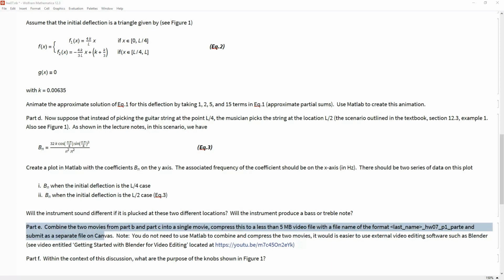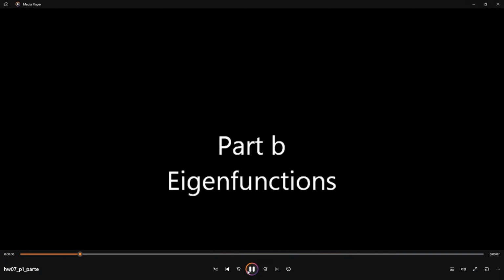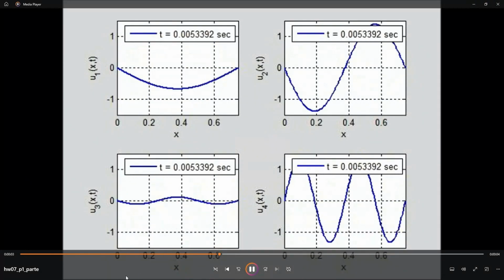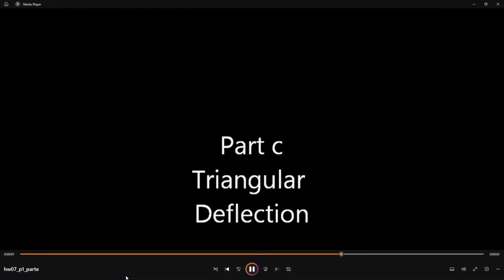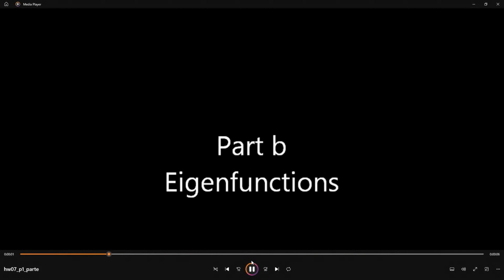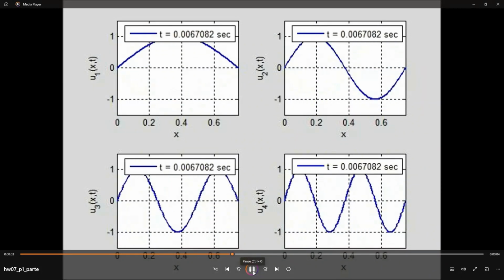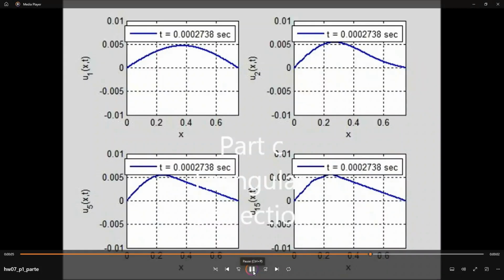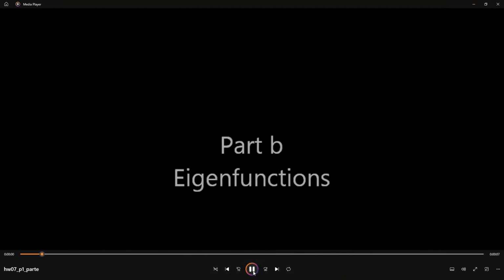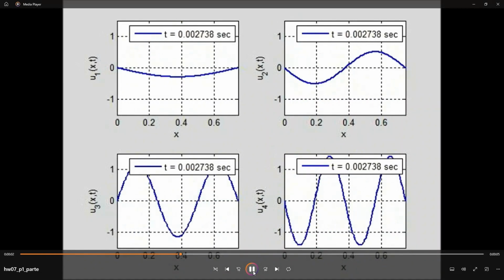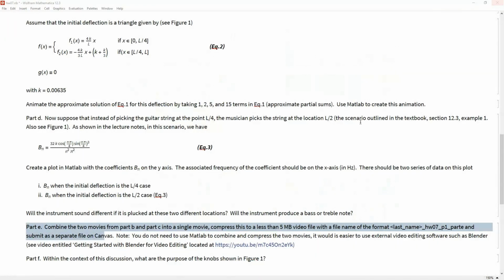And again, let me just show you an example of mine. This is the deliverable for part E for my solution. It's literally just those two movies stitched together. The first part shows the result from part Bravo, which is just the eigenfunctions. This is what they look like. Then it's stitched together with the triangular deflection, and the two play one behind the other. That's all I'm asking for. However you want to combine those movies is totally great.